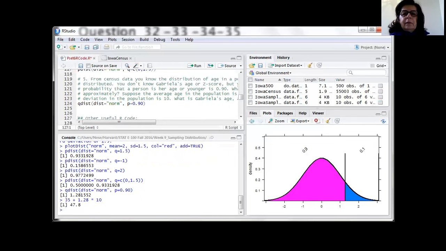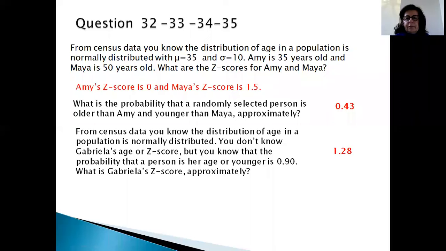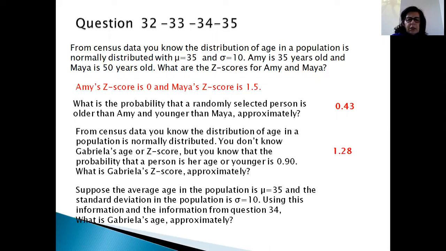And let's go and check. What is Gabriel's z-score? Approximately 1.28. That's what we found. And suppose the average age in the population is mu 35 and the standard deviation in the population is sigma 10. Using this information and the information from question 34, what is Gabriel's age approximately? That's what we calculated, 47.81. That should be your answer.